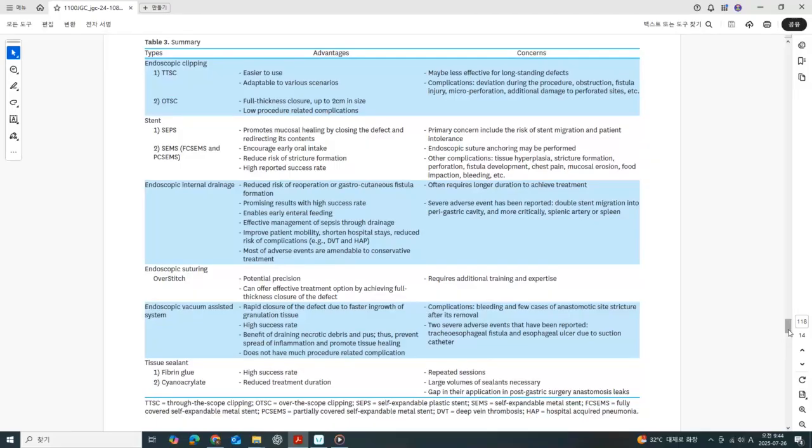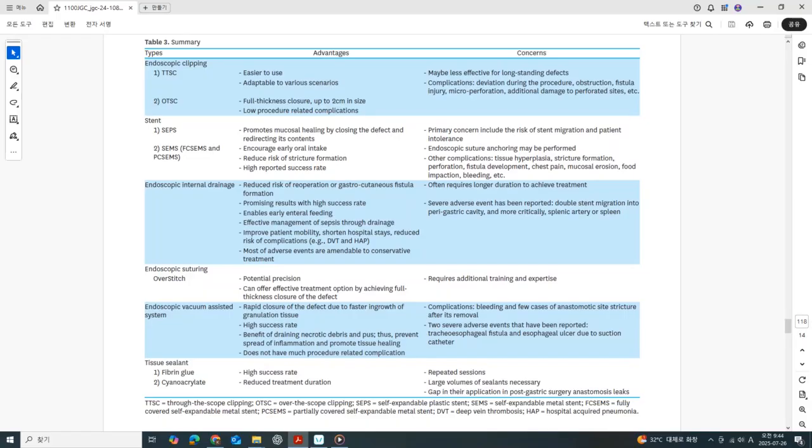And EVT, rapid closure, drains debris, fewer complications in some studies, but those rare severe adverse events are noted. Sealants, high success reported broadly, but needs repeat sessions and more specific data for gastric leaks. It's just a really concise way to grasp the trade-offs for each method. Super helpful for understanding why one approach might be chosen over another in a particular situation.